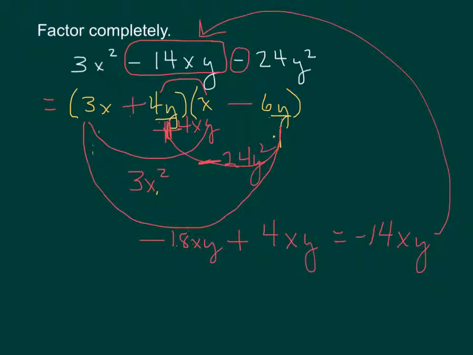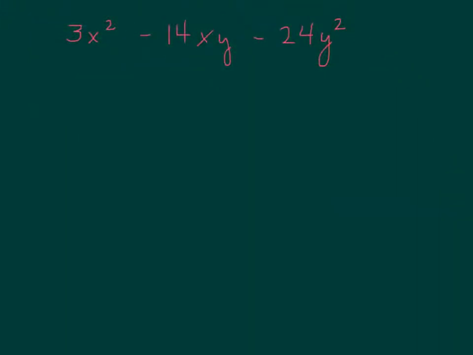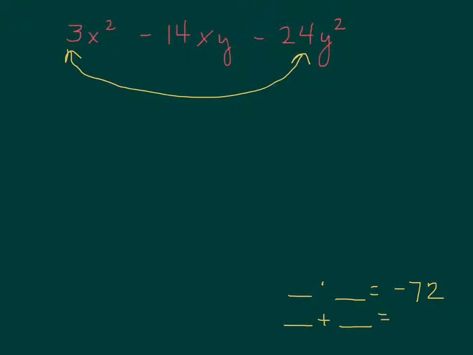Now, there is another option here. Here is our second option for factoring this trinomial. Some people call this the AC method. It actually involves factoring by grouping. So first we multiply the coefficient of our first term times the coefficient of our last term. That means we have 3 times negative 24, which makes negative 72. I am looking for two numbers which will multiply to make negative 72, and add to make the coefficient of our middle term, which was negative 14.